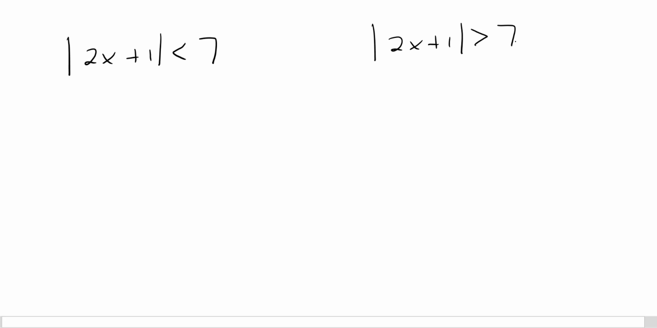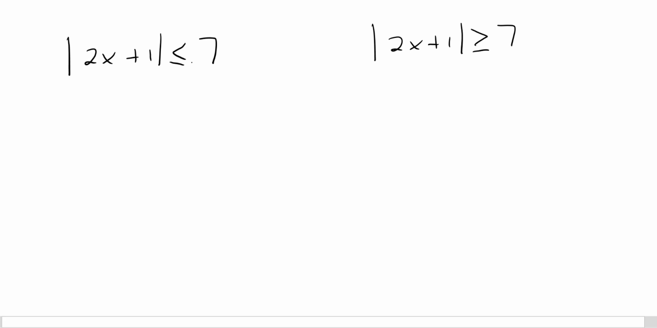Okay, so if I give you guys absolute value of 2x plus 1 is less than, let's say, 7. And let me just do the exact same problem. Absolute value of 2x plus 1 is greater than 7. So you kind of see how both are. In fact, let's make this an equal to, just because then it's a solid dot.